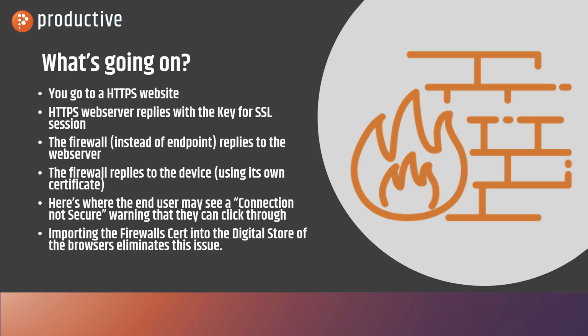Now, what's really going on here when you're turning on HTTPS is effectively the firewall is representing the endpoint to the HTTPS server, and the firewall is representing the HTTPS server back to the endpoint, right? So when it breaks open this connection and does this emulation, that's where you can create the browser error.